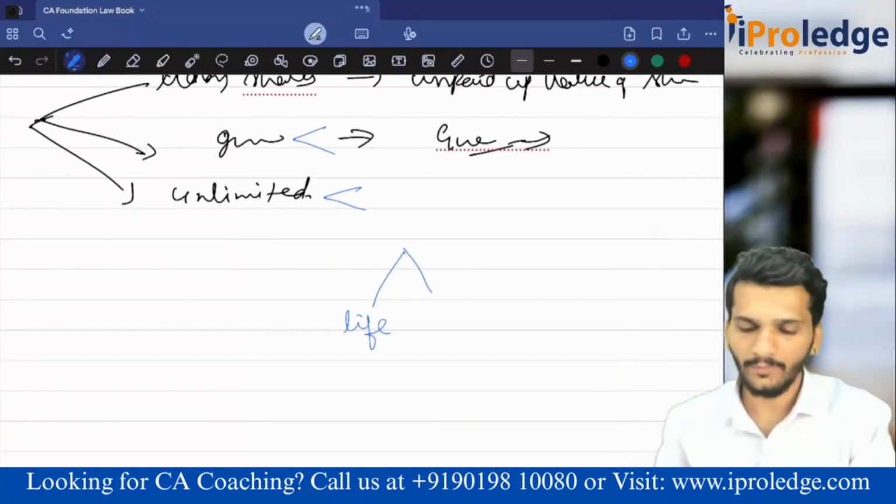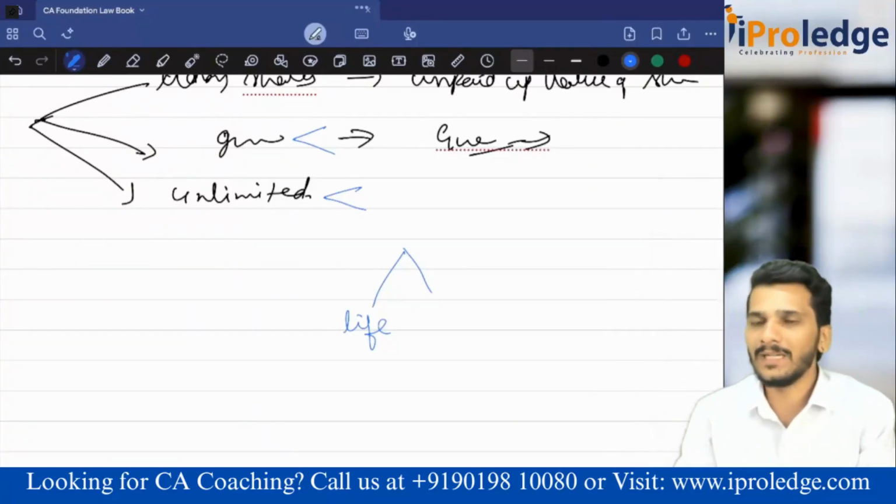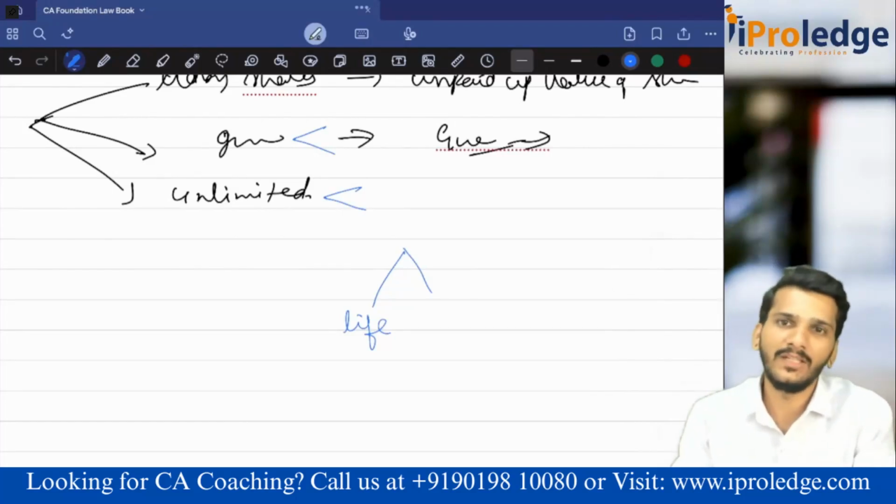So this is the third one. Fourth one is common seal. What is common seal? It is a seal which is engraved in a metallic thing, which is kept in the safe custody of the company secretary. Every company will have only one common seal. It is not like a rubber stamp. A rubber stamp is different, a common seal is different, an engraved one.